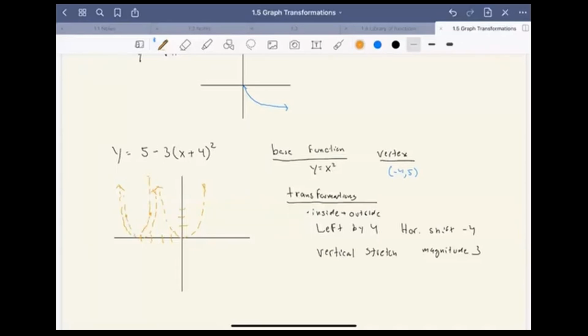Now, what's the next thing? We've got this negative sign. Okay, we've got this negative sign. So that is a vertical flip. Okay, vertical flip. So the zero at -4 stays the same. But now, instead of having -3, 3, you're going to have -3, -3, -5, -3.